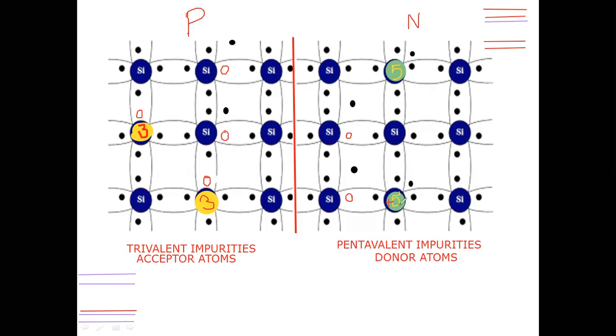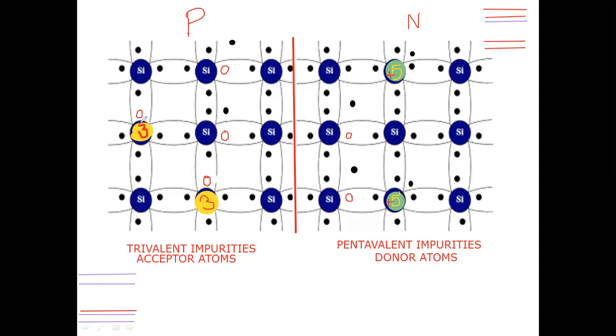That's why it will become a positive charge. So every pentavalent impurity atom will become a positive charge ion, only if it loses this electron for the purpose of conduction.